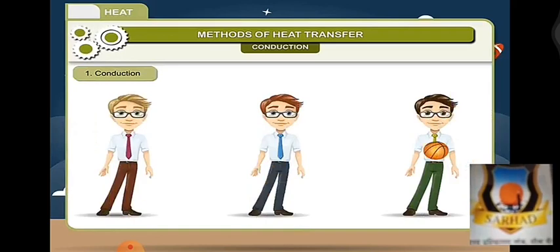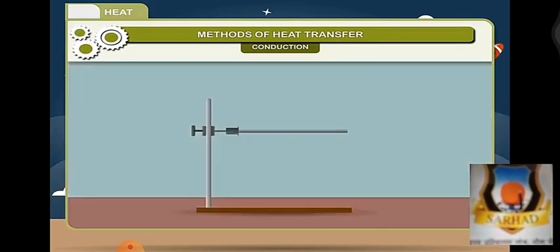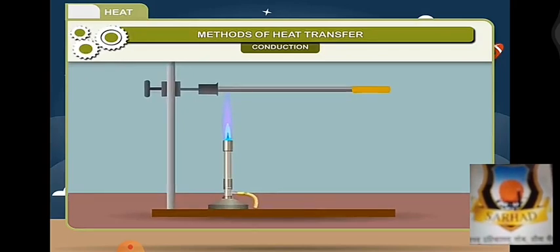Example: a person passes the ball through another person standing between him and the bowler. Activity. Take an iron bar. Put some wax on its one end. Put the other end of the bar on the flame of a burner. After some time, you will observe that wax starts melting at the other end, which was not heated. It means that the heat has reached the other end where wax was fixed. This shows that heat is transported from the hot end to the cold end because of the difference in temperature.